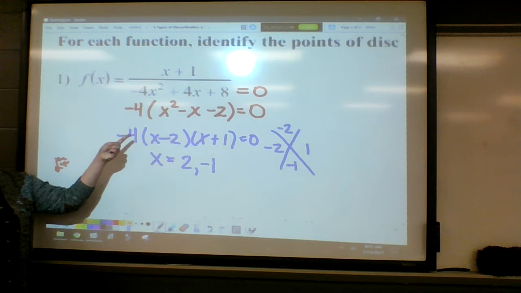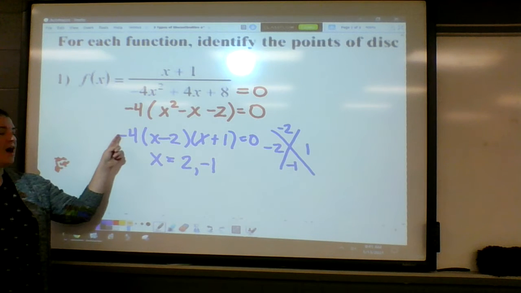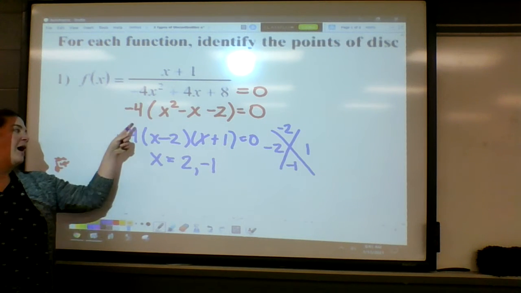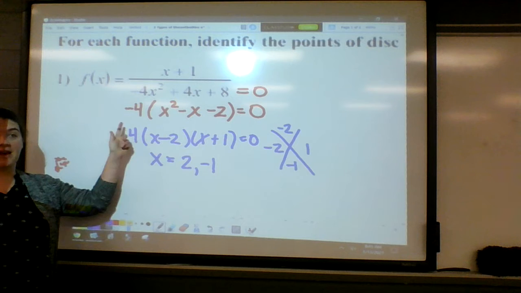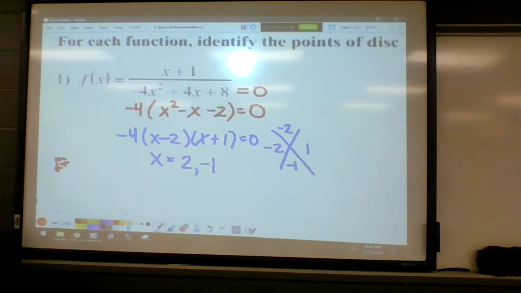Does anything come from this -4 in the front? No. What would the -4 have to have if there was going to be another discontinuity? It'd have to have an x, right? So if it's just a constant in the front, just a GCF that doesn't have any variables, nothing comes from that. But if it has an x, then you also have to include 0, right?